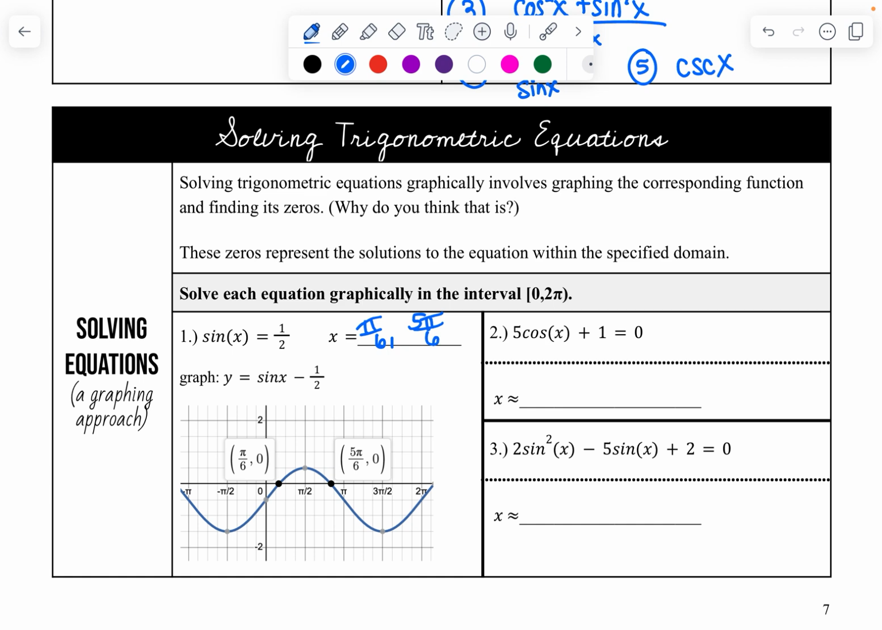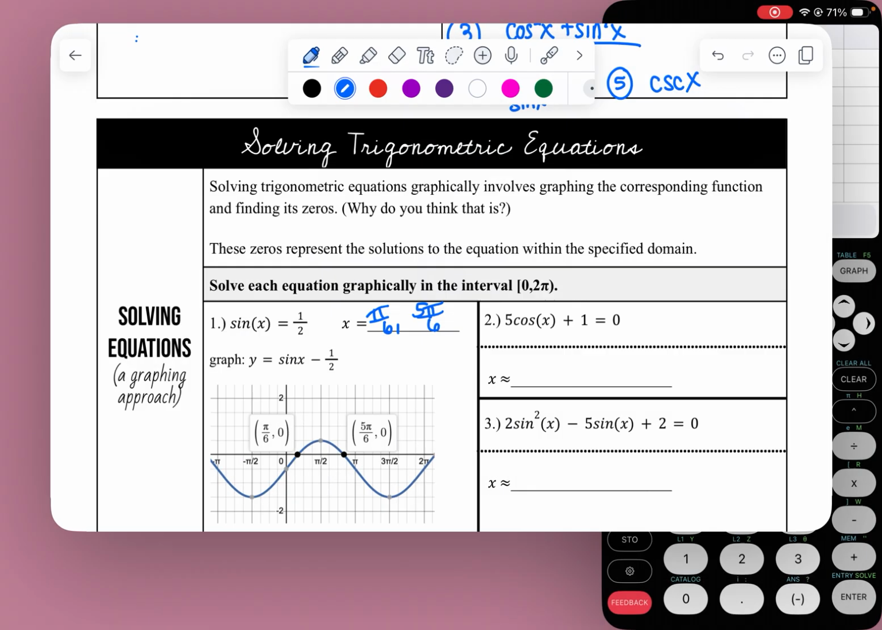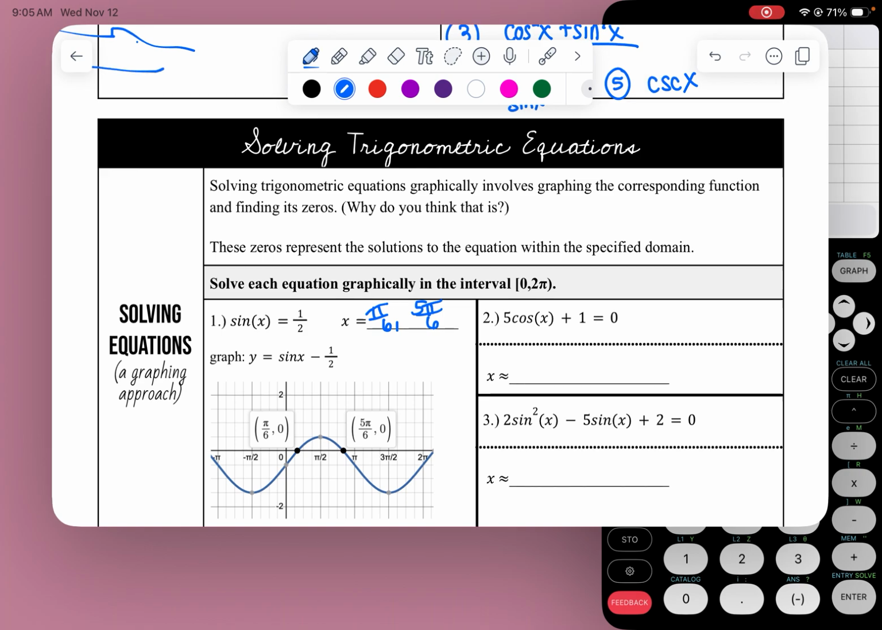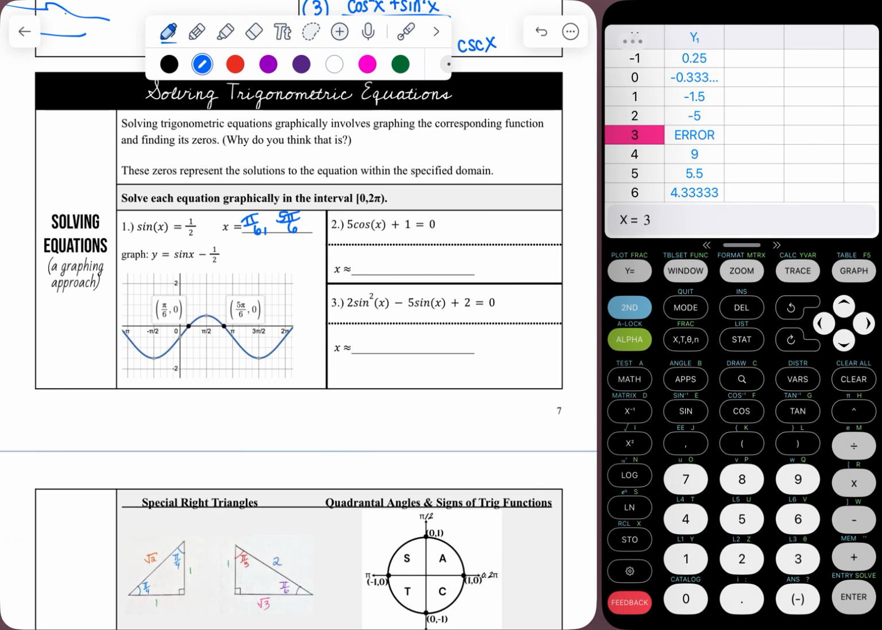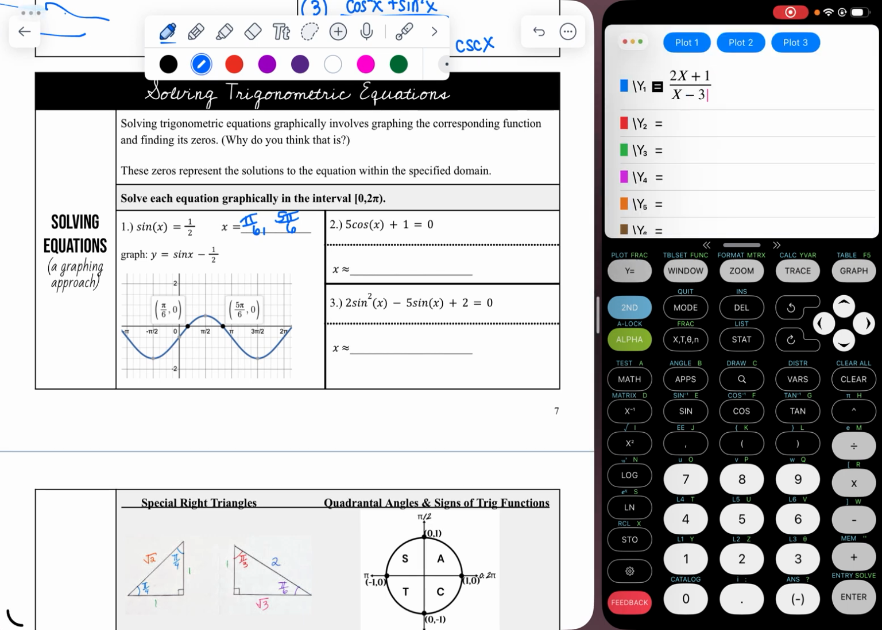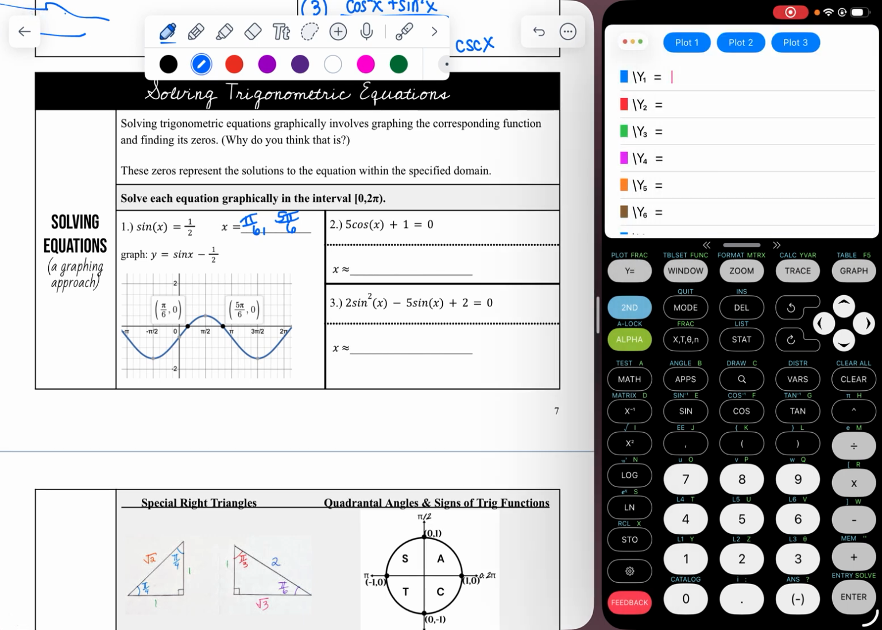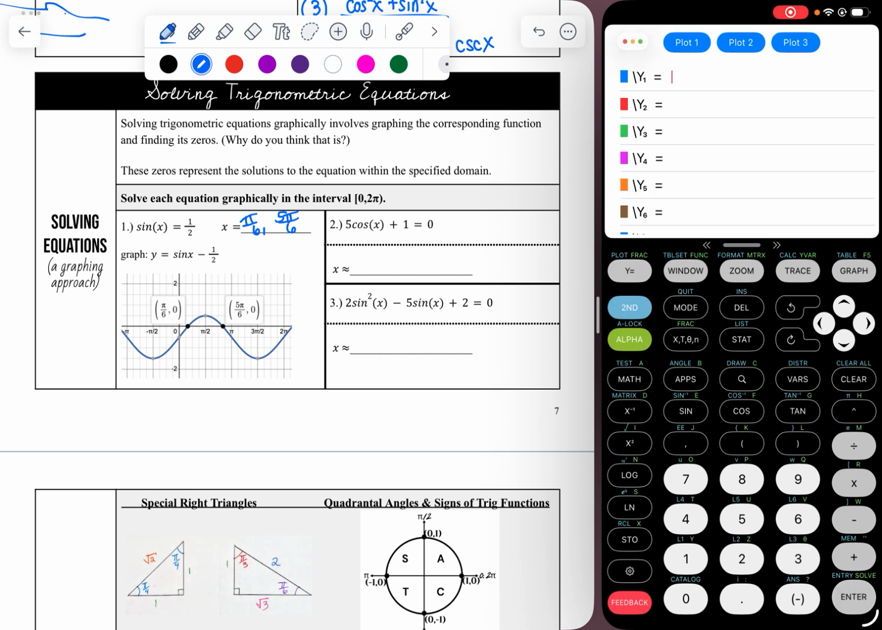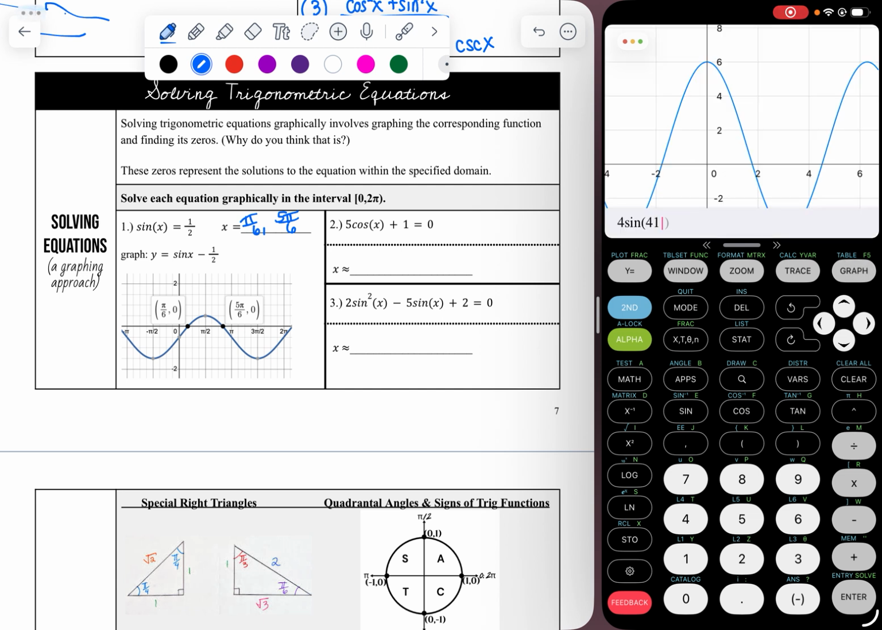So if we want to solve number 2 graphically, let's grab our graphing calculator. We'll go to y equals, clear out what's in there. Also make sure to check your mode. You want to make sure you're in radians to graph this. We'll go to y equals and plot 5 times the cosine of x plus 1. We'll go to our graph and we're looking for the zeros, the x-intercepts.